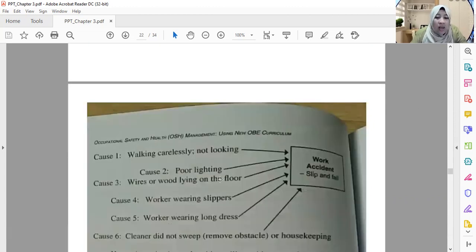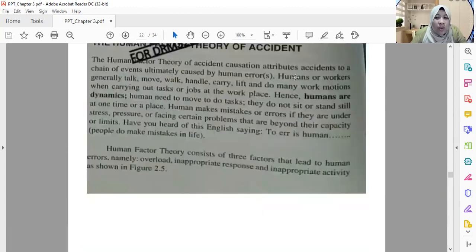And they say in here, humans or workers generally talk, move, walk, handle, carry, lift, and do many work motions. Motion means your movement when carrying out the task or job at the workplace. So they state here, humans are dynamic. Dynamic means what? The human keeps changing. They do not just stick to one place. They are moving, and humans need to move to do tasks. Yeah, this is agreed.